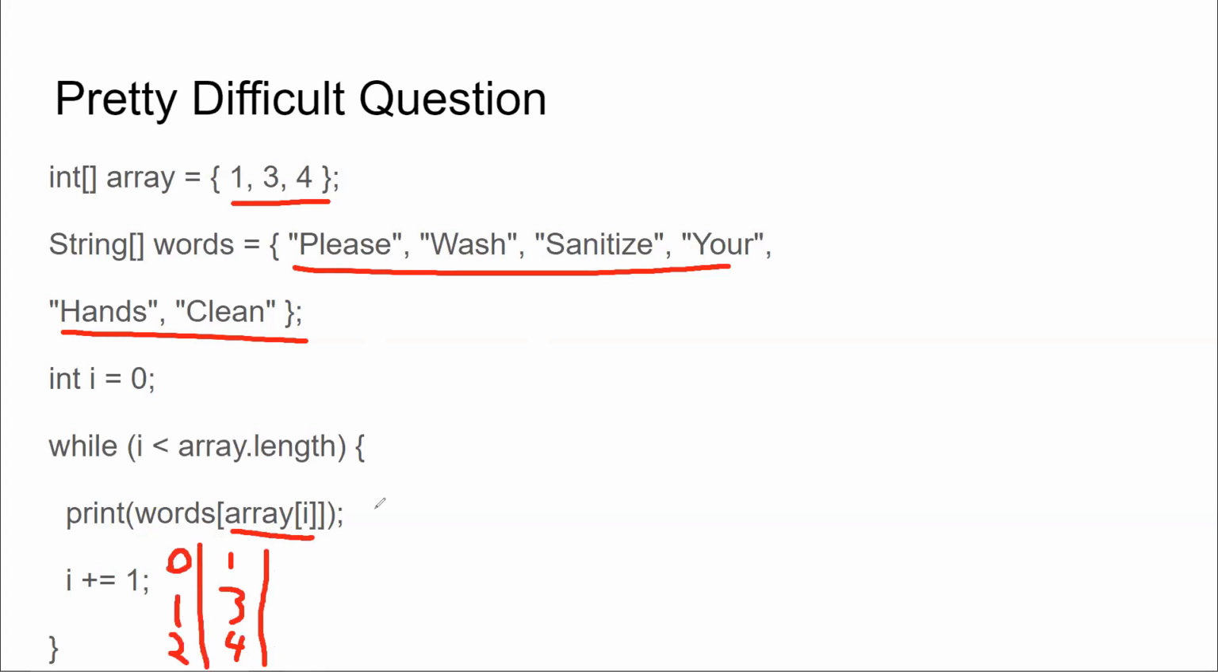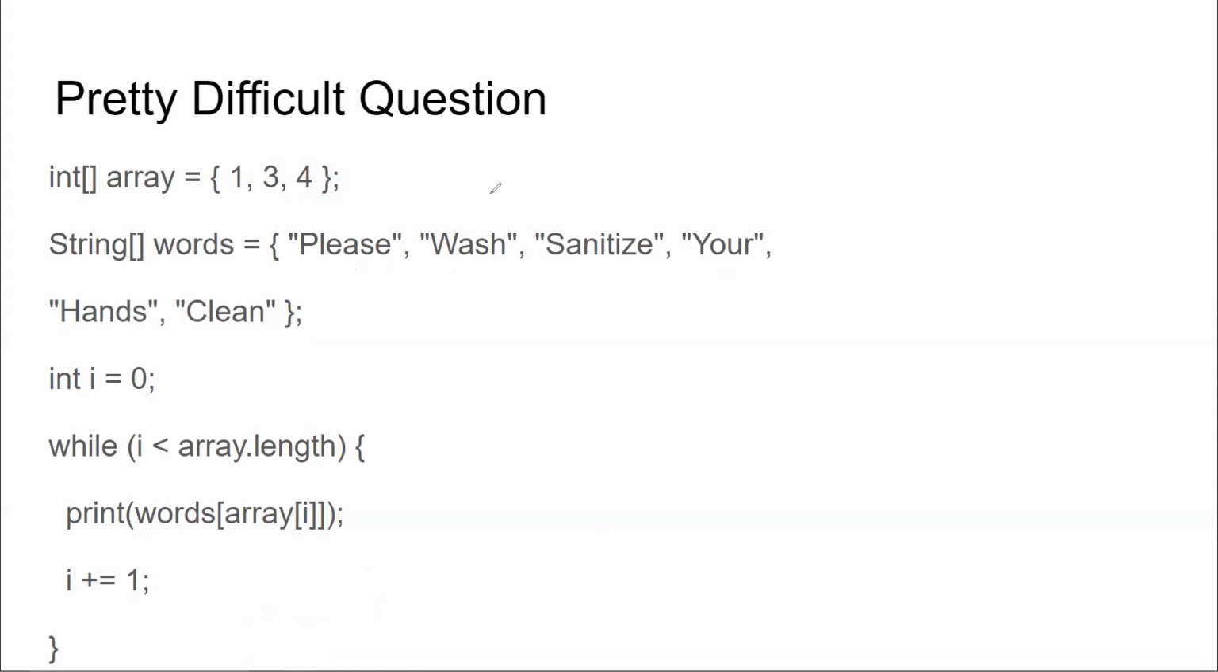And then you can see if we're accessing the first index, it'll be wash. The third one will be your. And the fourth one will be hands. And it makes wash your hands. And then that just gets printed out. So that was the answer to the question. A couple of you got it, which is great.